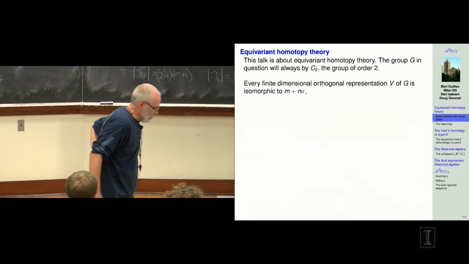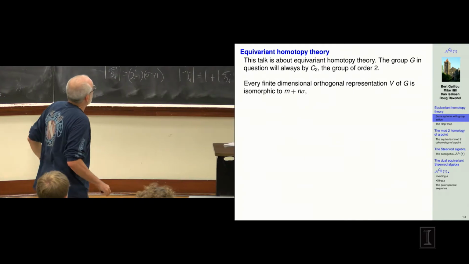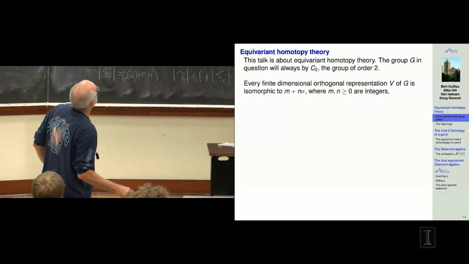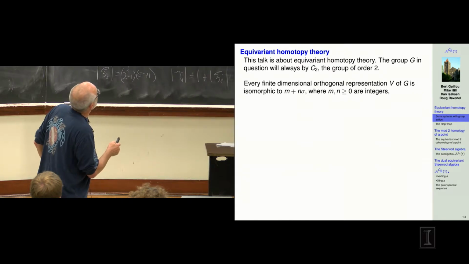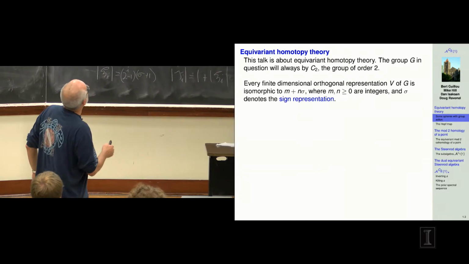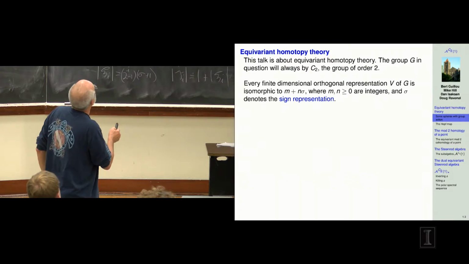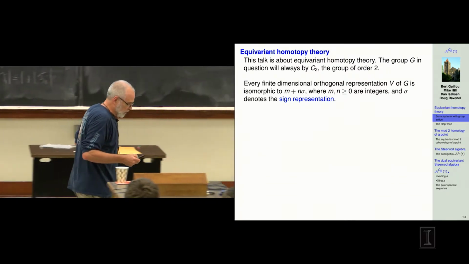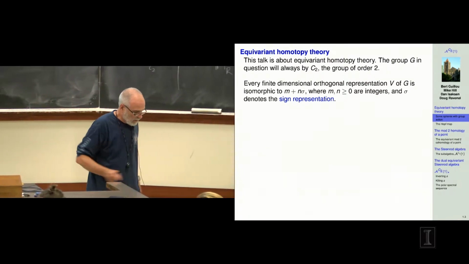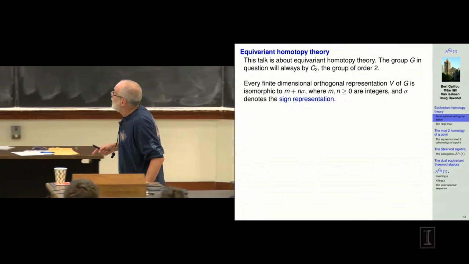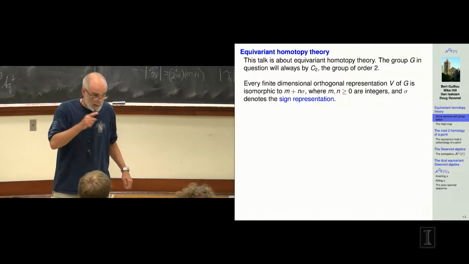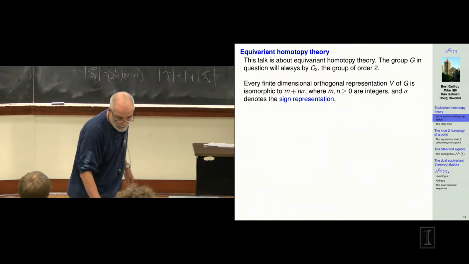A finite dimensional orthogonal representation of C2 always has this form, R^m plus n sigma, where m and n are non-negative integers, and sigma denotes the sign representation. So this means that the group is acting on R^(m+n), and if you diagonalize the matrix, you'd find that n of the entries are negative and m are positive.